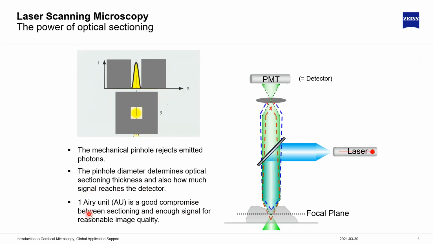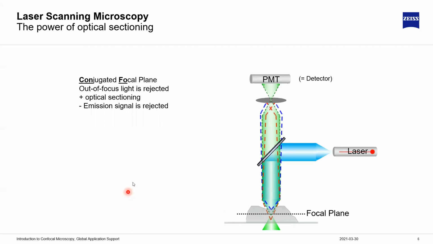And as a rule of thumb, in imaging everything is sort of a compromise. As a rule of thumb, 1 Airy unit is a good compromise between getting enough signal on your detector and getting thin enough slices. I will come to the Airy unit in a second. I just wanted to mention this.